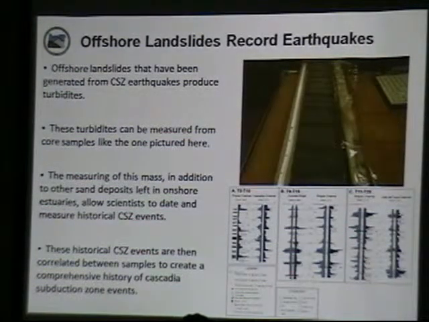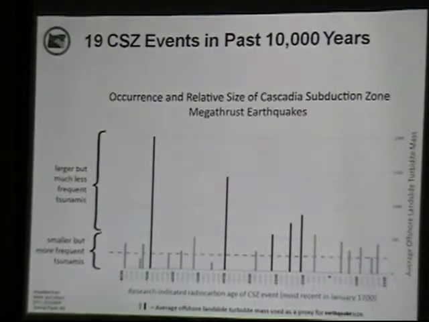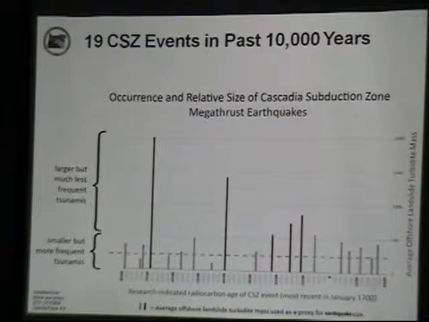But it's all of this science that is rolled into the next graph that I'm going to show you, which is that there have been 19 Cascadia subduction zone earthquakes in the last 10,000 years. There are 19 events that they have been able to find in these core samples all the way up and down from Northern California all the way up to British Columbia. These little bars represent sediments that they have measured and correlated in all of those samples.